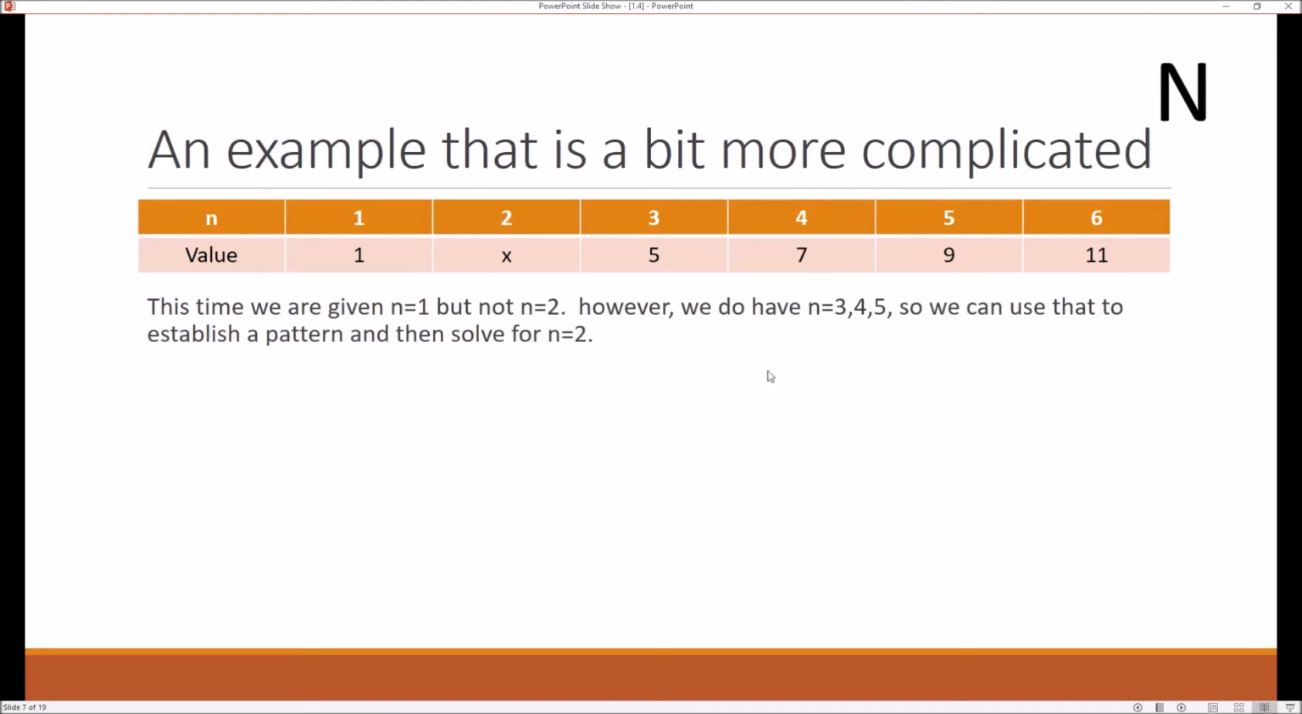Alright, so let's look at a different one. So now this time I'm given 1 to 1. So when n is 1, my value is 1. Here's the problem. I don't know what 2's value is. So right now we already broke the chain. These three, n equals 1, n equals 2, and n equals 3, already don't have enough information to establish a pattern. But fortunately, I do have n equals 3, n equals 4, n equals 5. There's 3 in a row. I'm going to find my pattern from here.